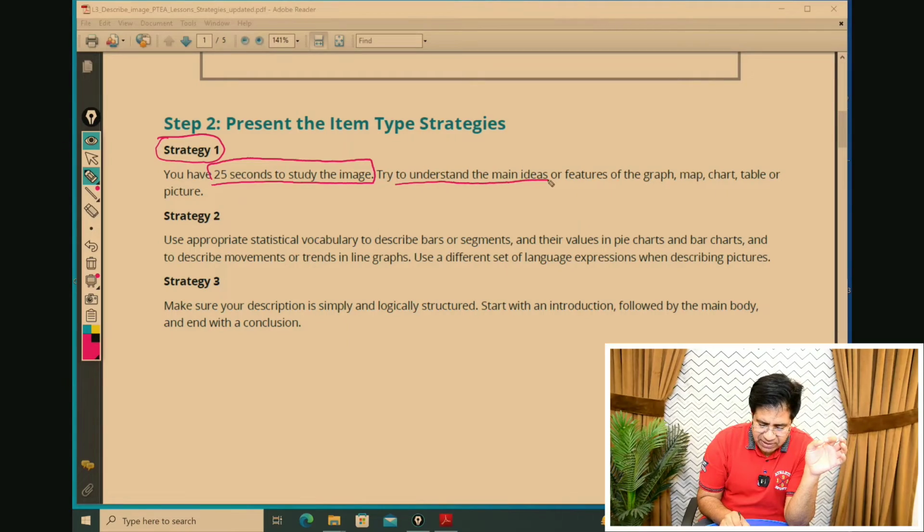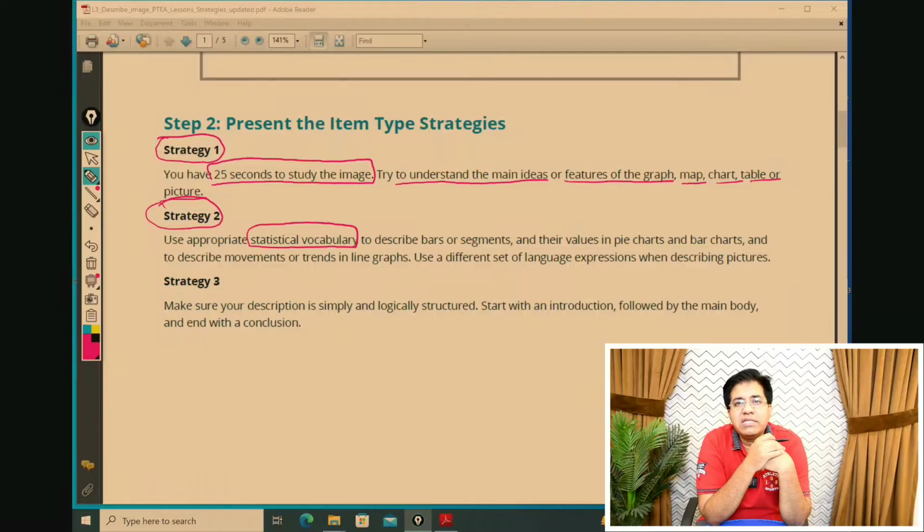Try to understand the main ideas or features of the graph or map, chart, table, or picture. I told you already. Now, strategy number 2. Use appropriate statistical vocabulary. This is important. You can find a list from IELTS even. There is a list of graph charts. There is a list of words which are used for IELTS report writing.